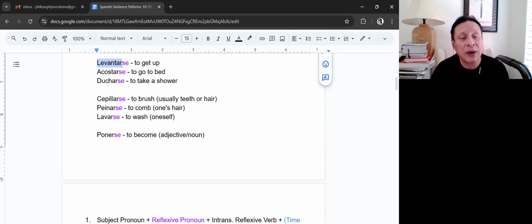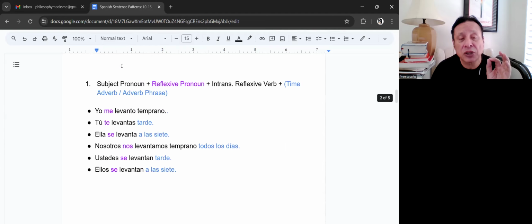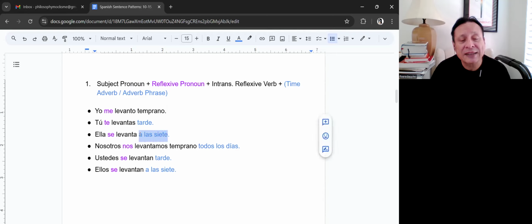Yo me levanto, tú te levantas, ella se levanta, nosotros nos levantamos, like that. You still have to conjugate the verb. Okay, so here we go. Yo me levanto temprano. Temprano is early, so there's a time adverb. Tú te levantas tarde, right? Okay. Now, let me continue and then I'll make my point. Ella se levanta a las 7, at 7. She, reflexive pronoun, because this is a reflexive verb, and so this se means her, or it also means you guys, or it also means they. Okay.